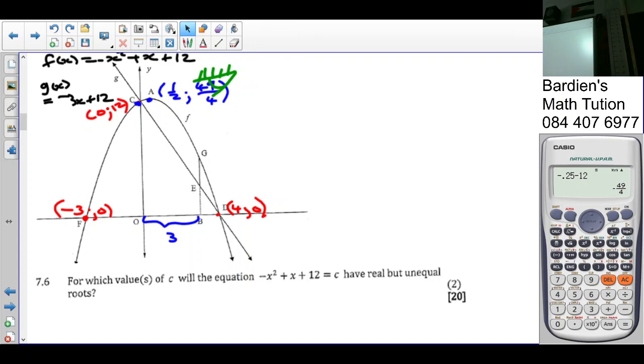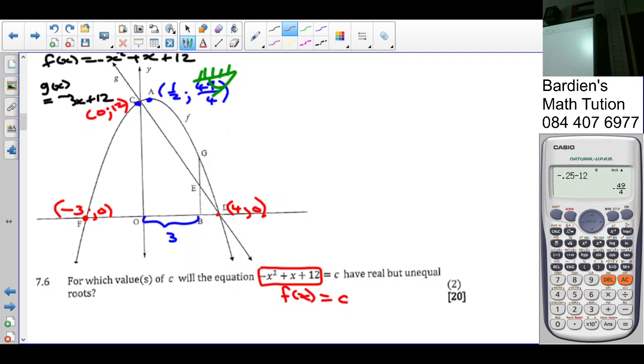They want to know for which values of C will the equation negative x squared plus 12x plus x equals C. People, where do you see that? This is your f of x. It's the same as saying f of x equal to C. But C is what? C is a y value. So, this is f of x equal to C.